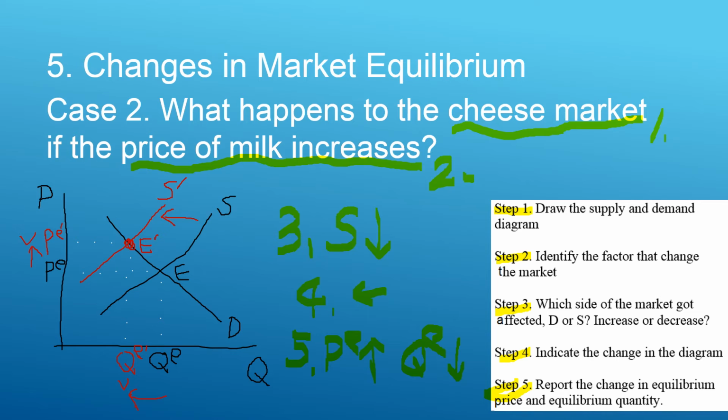Do you understand? One thing you should remember is when there is an increase in either supply or demand, the curve always shifts to the right. If there is a decrease, it always shifts to the left. It doesn't matter which side of the market, demand side or supply side. As long as increase, shift to the right, decrease, shift to the left. Okay?